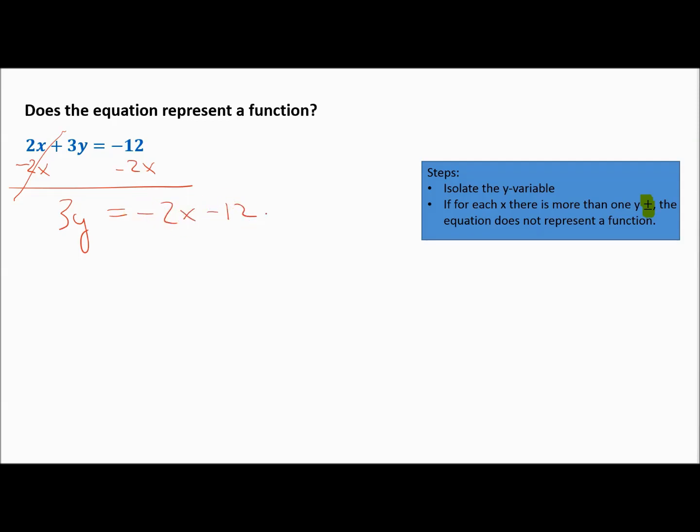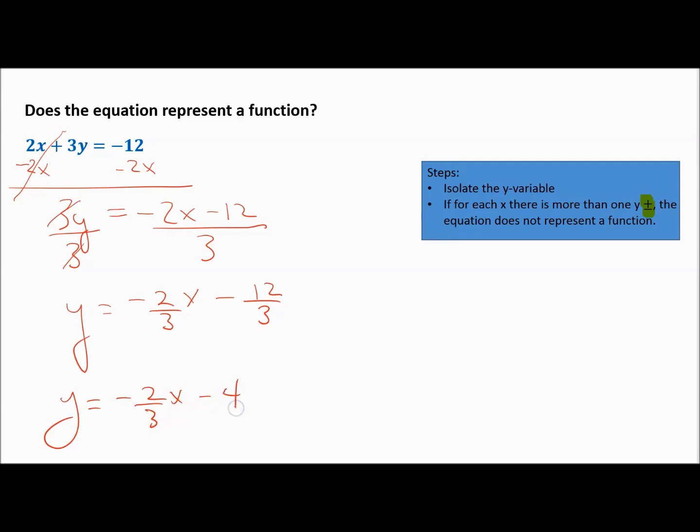I still have to get rid of the 3, so I'm going to divide this whole thing by 3. By the way, those cancel. That's saying y equals -2/3 x minus 12/3. So I put that 3 underneath each one of these terms separately. And then finally, I can simplify. That'd be y equals -2/3 x minus 4. So that's step 1 done.